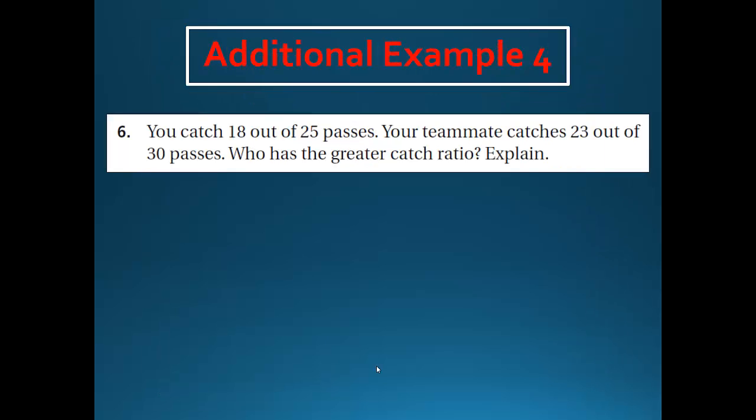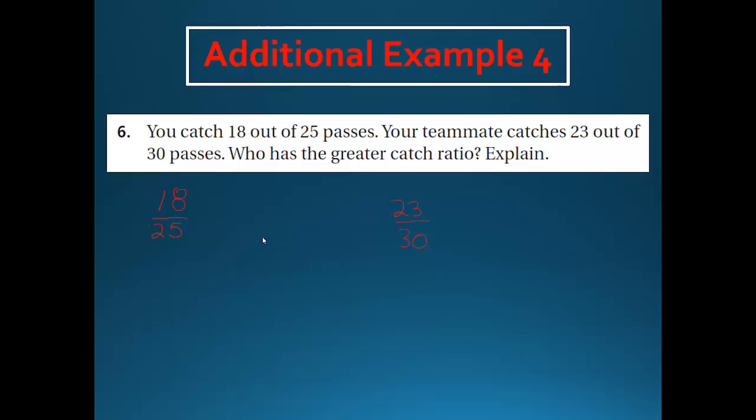Now we have an additional example. You can pause the video and try it on your own, or you may follow along. You catch 18 out of 25 passes. Your teammate catches 23 out of 30 passes. Who has the greater catch ratio? Explain. Well, if you have 18 out of 25, we can write that as a ratio 18 out of 25. And your friend has 23 out of 30. We can also write that as a ratio 23 out of 30.